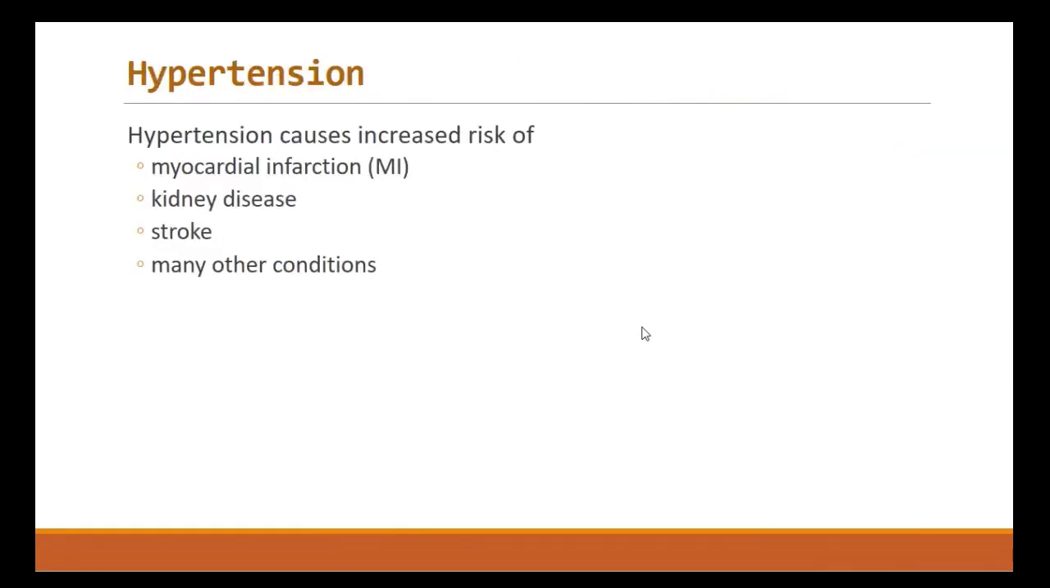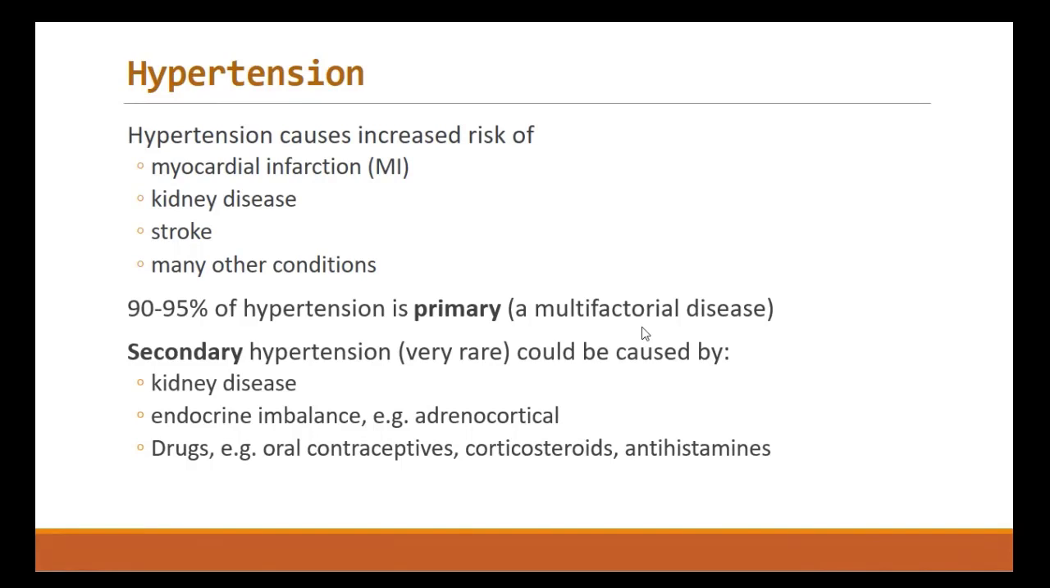Now, hypertension causes increased risk of myocardial infarction, kidney disease, stroke, and many other conditions. 90 to 95% of hypertension that you find in the population is primary, which means you can't find a specific cause of hypertension. So it's also called idiopathic. And the understanding now is that it is a multifactorial disease. You can't pinpoint a single factor responsible for primary hypertension. In 5 to 10% of hypertensive patients, it could be secondary hypertension, where you can find a cause. For example, there's a kidney disease where the kidney is making too much renin, so you end up having too much aldosterone and angiotensin as a result. There are adrenocortical causes, and certain drugs which can lead to development of hypertension. So wherever you can find a pinpoint cause of hypertension, that is secondary hypertension.